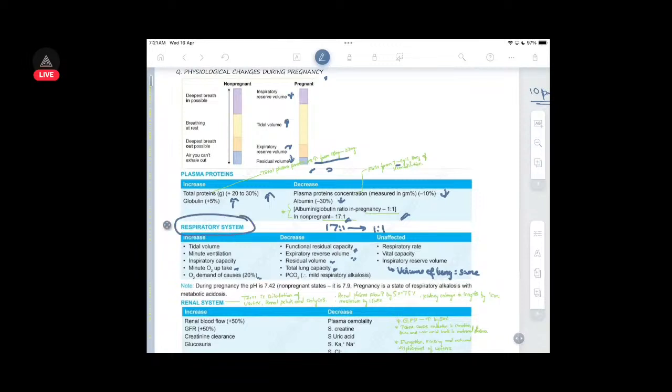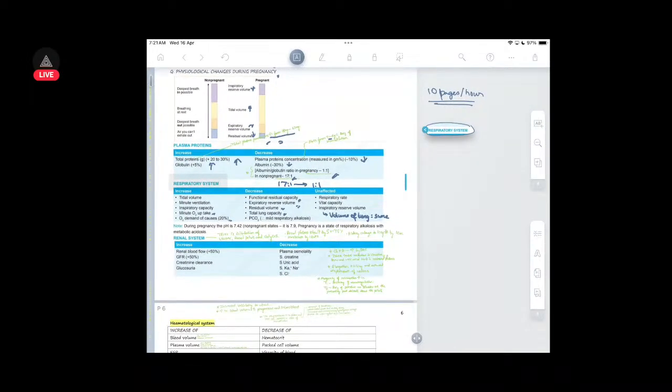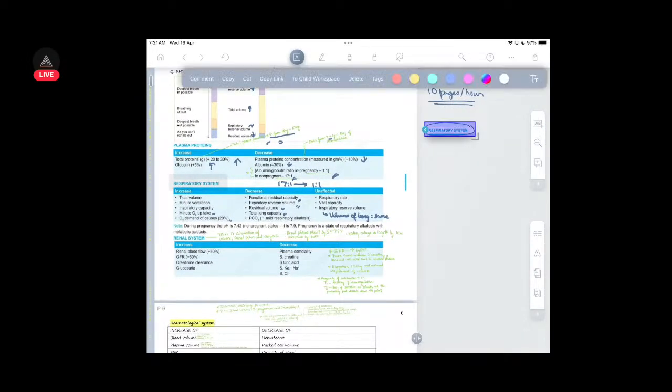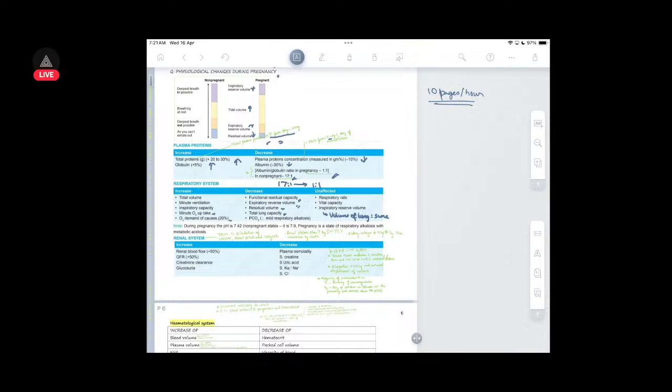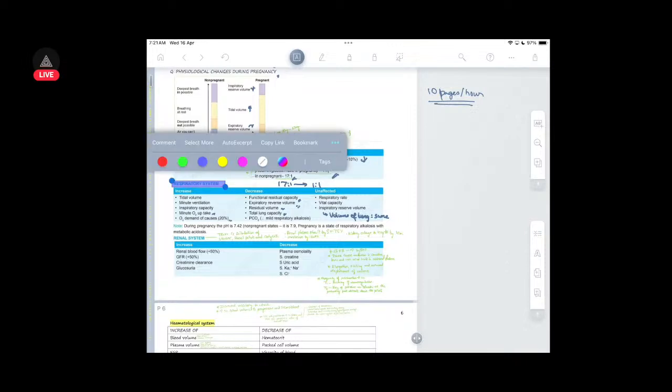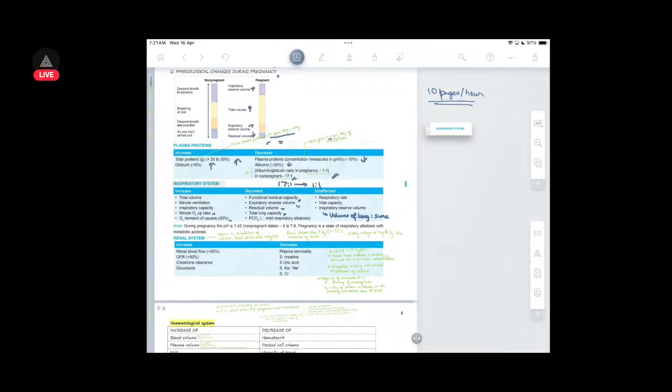Respiratory system is somewhat difficult. Yeah, let's just do this. Read from, how do you say?